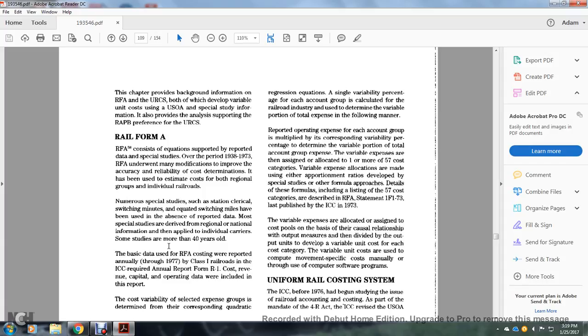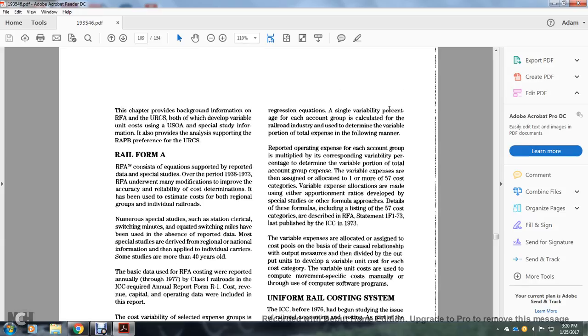Basic data for Rail Form A consists of data reported annually through 1977 by Class 1 railroads to the Interstate Commerce Commission, required for the annual report with Form R1. Cost, revenue, capital, and operating data would be included in the report. The variable selected expense group is determined by the corresponding quadratic regression, as a single variable percentage for each of the accounting groups calculated for the railroad industry, used to determine the variable portion of the total expense in the following manner.